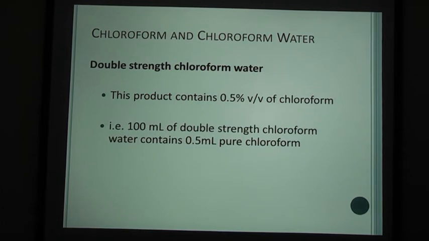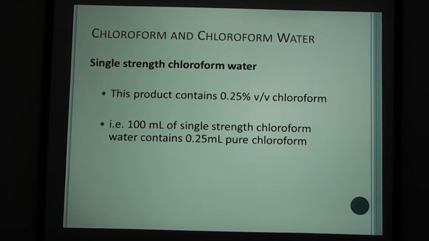Double strength chloroform water, this product contains 0.5% volume to volume of chloroform. So therefore, if you have 100 ml of double strength chloroform water, it means you've got 0.5 milliliters of pure chloroform. And lastly, single strength chloroform water. This product contains 0.25% volume to volume of chloroform. So 100 milliliters of single strength chloroform contains 0.25 milliliters of pure chloroform.